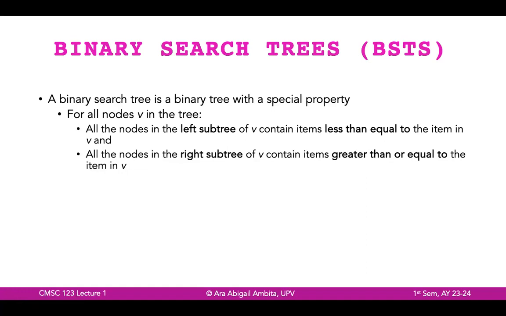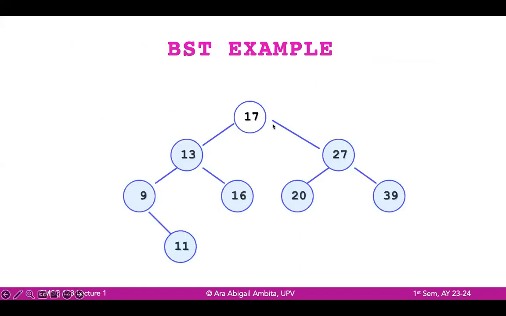Now let us discuss binary search trees, or BSTs. A binary search tree is a binary tree, and it has a special property. For all nodes V in the tree, all the nodes in the left subtree of V contain items less than or equal to the item in V, and all the nodes in the right subtree of V contain items greater than or equal to the item in V. So this is an example.